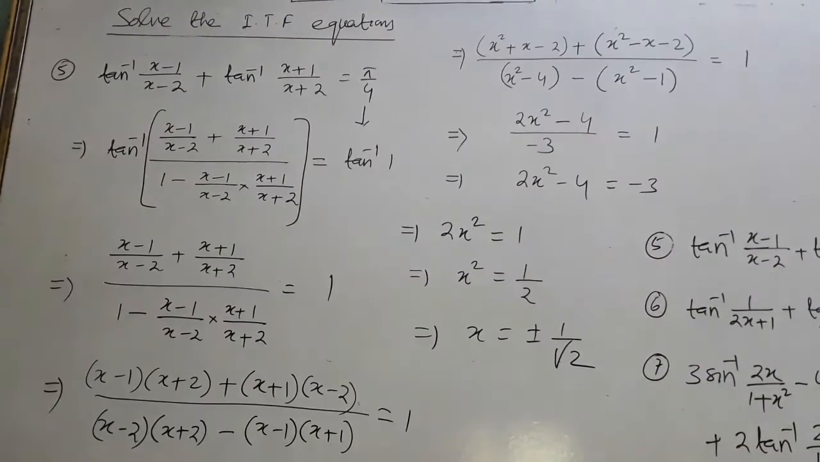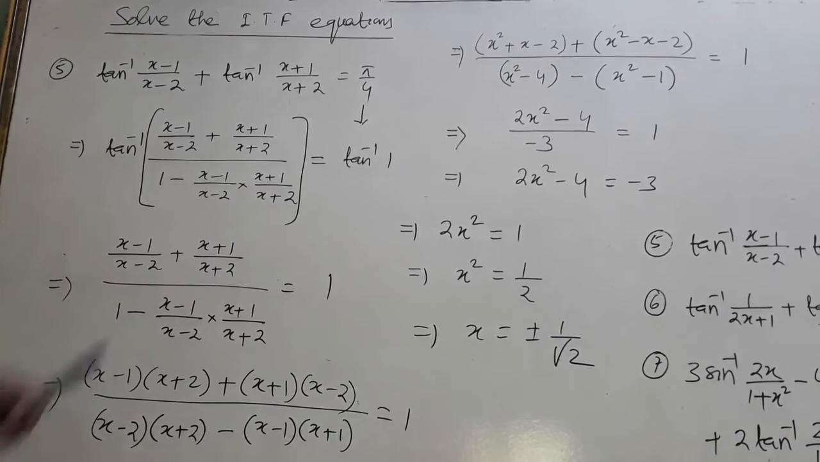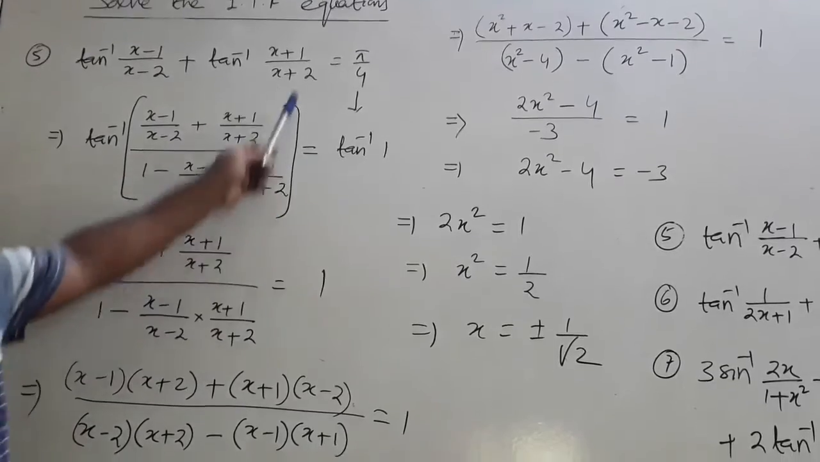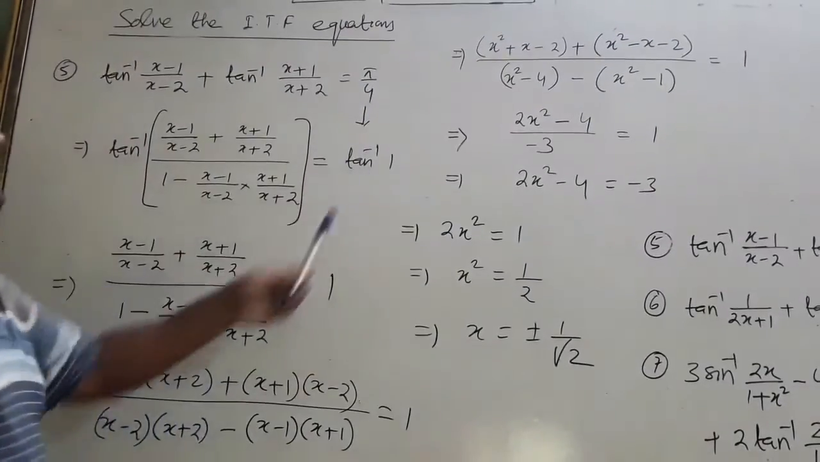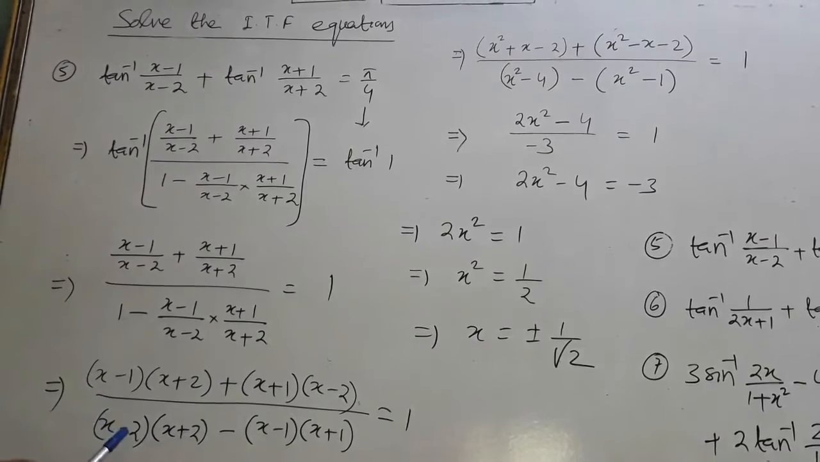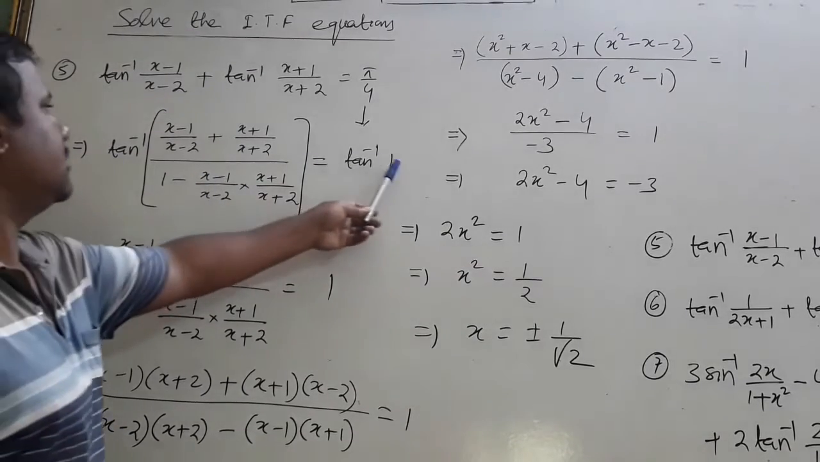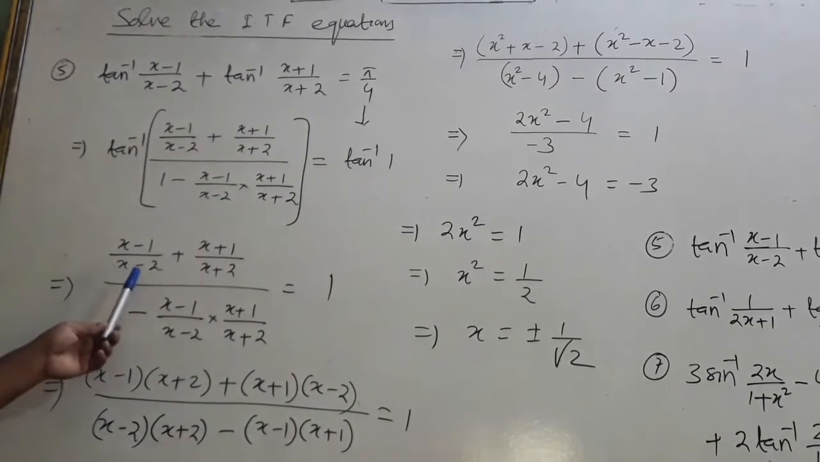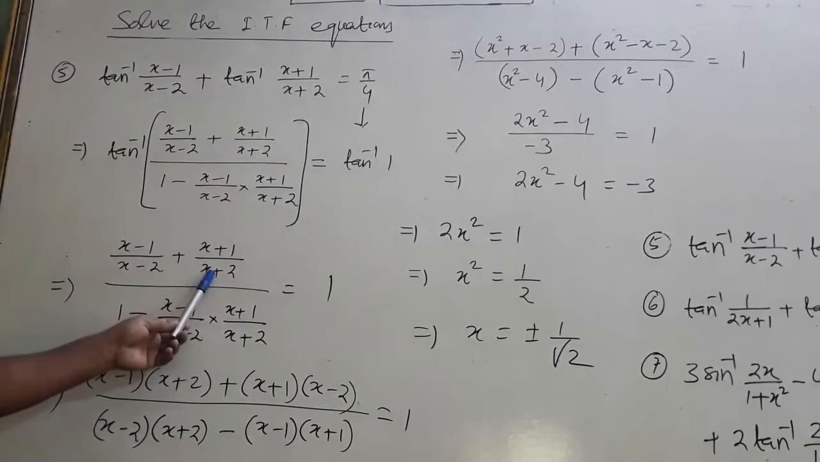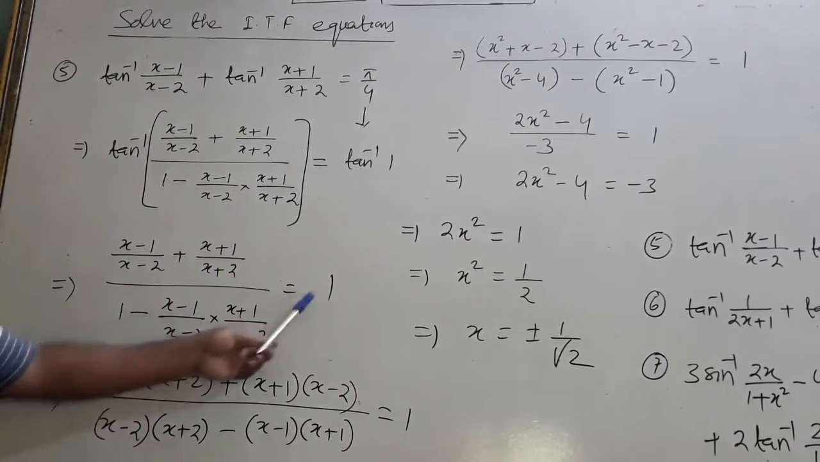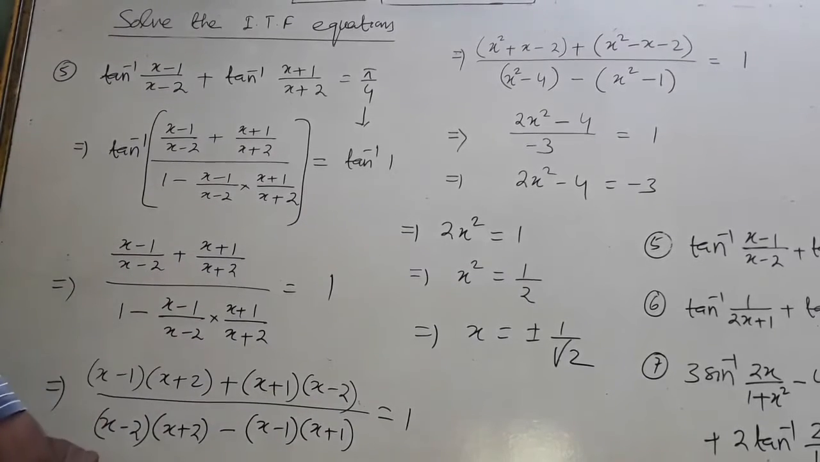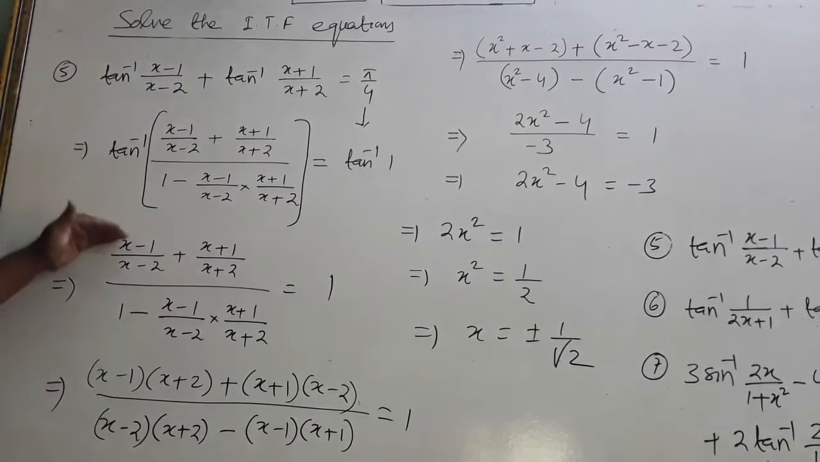Okay? Now look at number 5. Apply tan inverse x plus tan inverse y formula: tan inverse of x plus y by 1 minus xy. And you can put this pi by 4 as tan inverse 1 because tan pi by 4 is 1. So tan inverse this is equal to tan inverse this. So equating both sides, it becomes x minus 1 by x minus 2 plus x plus 1 by x plus 2, divided by this much, is equal to 1. Then take LCM x minus 2 and x plus 2, which I cancel, or you can multiply x minus 2 into x plus 2 in both the numerator and denominator.